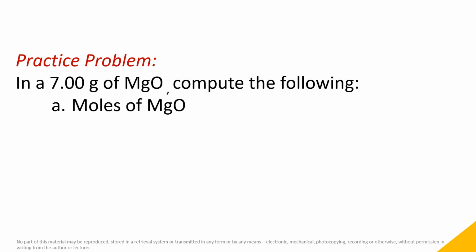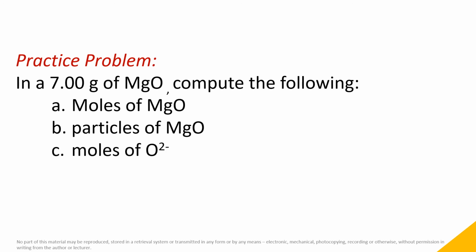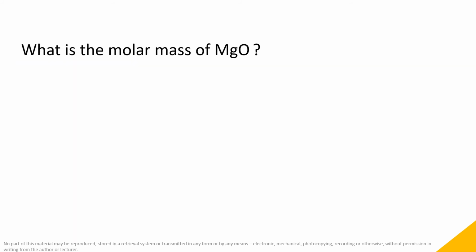The first one, we have moles of magnesium oxide, the particles of magnesium oxide, the moles of oxygen, and the ions of oxygen. Again, the first step in getting the mole concept is to calculate for the molar mass. So what is the molar mass for magnesium oxide?